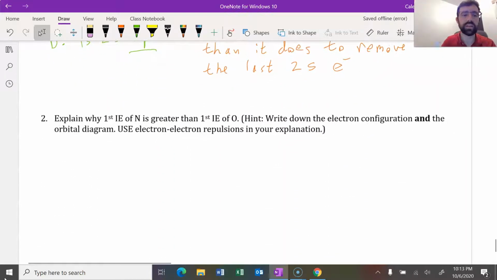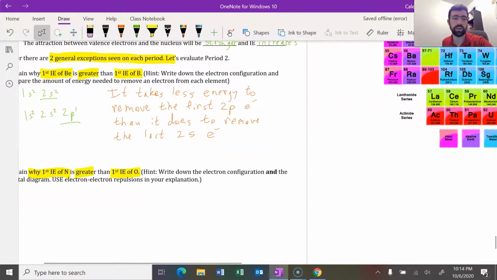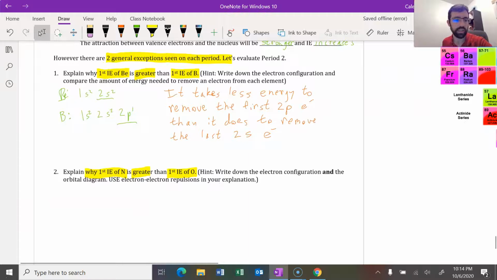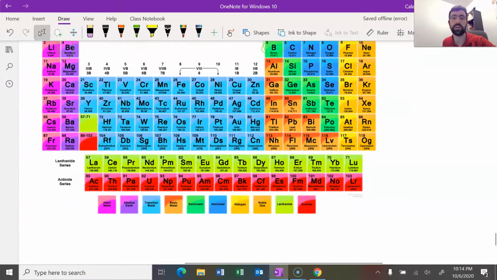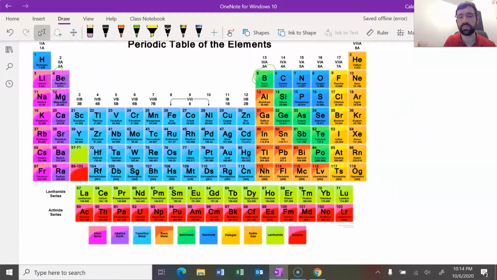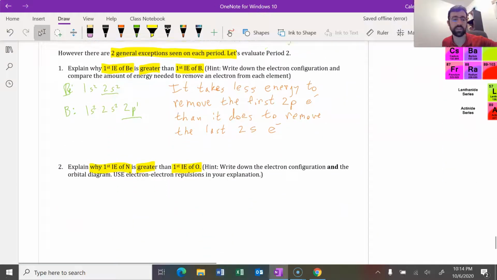All right, we want to explain why the first ionization energy of nitrogen is greater than the first ionization energy of oxygen. So we're going to write our electron configurations again, and we're also going to do the orbital diagrams for this one to explain it. This is if you are comparing electrons within the p orbital. So the second exception, we're going from nitrogen to oxygen. So that's going to be 1s2, 2s2, 2p3 is our first one, and then it'll be 2p4 as the other one.